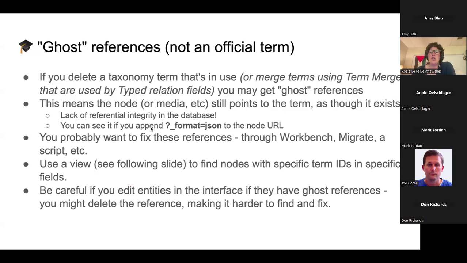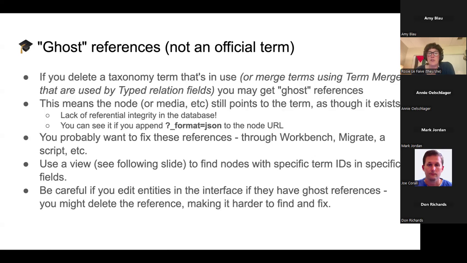If you want to see it, you can append ?_format=json to the node URL. Notice this is JSON, not JSON-LD, which you might be used to going to see the RDF version of your node. This _format=json shows you the Drupal structure of your node. And it's the closest way you have to peer into the database of what Drupal thinks this entity is. And yeah, if you have ghost references, you probably want to fix them either through Workbench or Migrate or a script or something. I have some stuff on the following slide to help you find the nodes with the specific term IDs in specific fields.